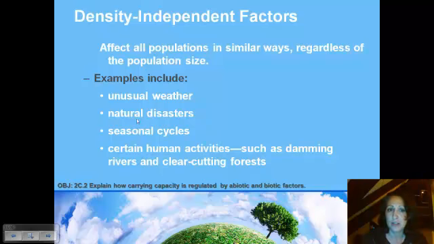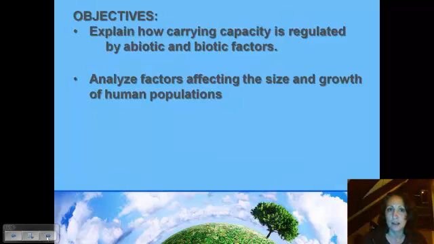Any kind of natural disasters, seasonal cycles, winter, summer, that could be a dry season, wet season, depending on the environment. And then also human activities. We do different things that are going to affect population sizes, like damming up rivers and cutting down forests and building roads and cutting through different areas, cutting through different habitats. So all of these would be abiotic factors, things that are not biological, and they would also be density independent. They're not dependent on the population size.